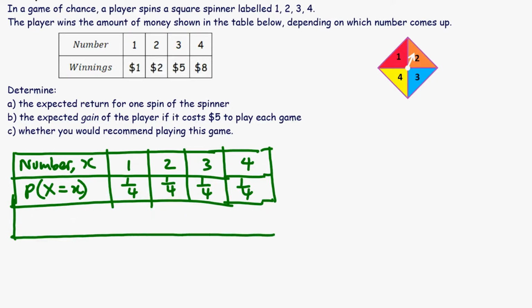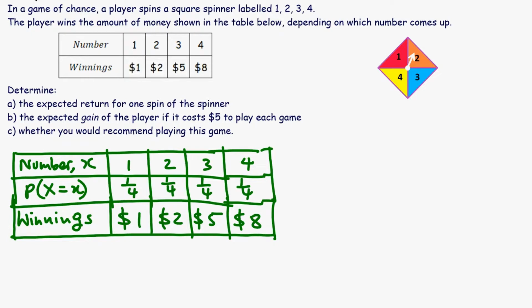So we have the winnings. And here we have $1, $2, $5, and $8.